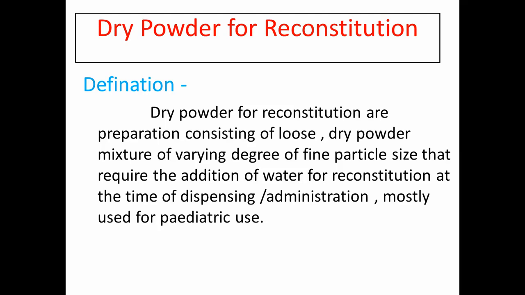After the addition of water, it gets reconstituted, meaning the active ingredients show their effect. So dry powder for reconstitution are preparations that consist of a dry powder mixture of varying degree of particle size. The size of the particles in the powder varies, and that requires the addition of water. Reconstitution means there is a building up of the action of the ingredient; the powder's action is built up to restore its action to the original state.